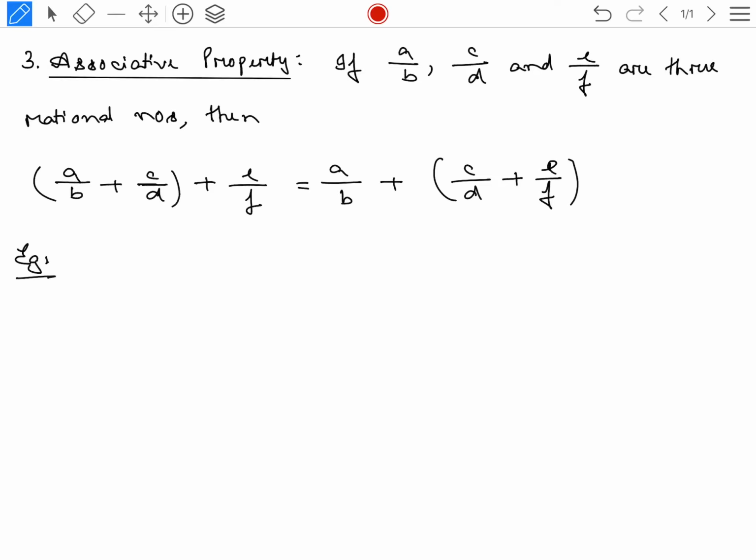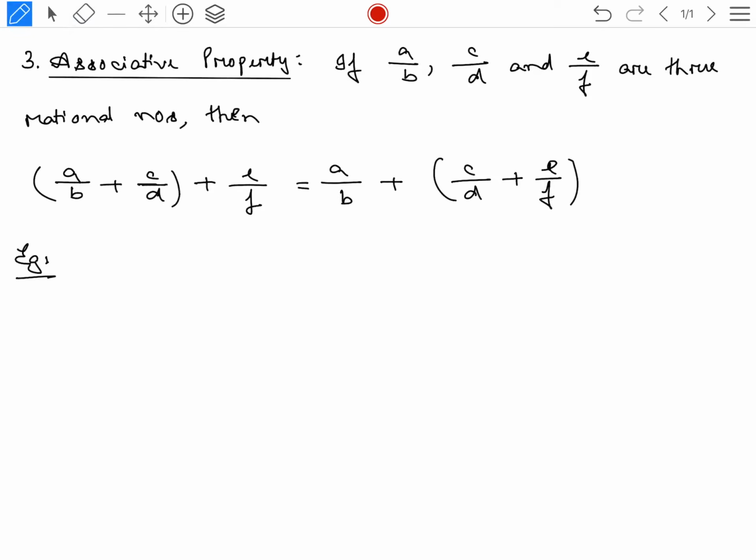So I have written the associative property: if A by B, C by D and E by F are three rational numbers, then according to the associative property we get A by B plus C by D, one group, plus E by F, is equal to A by B plus C by D plus E by F. Again, in the first case the first two numbers are one group, and in the second the last two numbers are one group. The values will be equal. Understood? So this is the associative property.